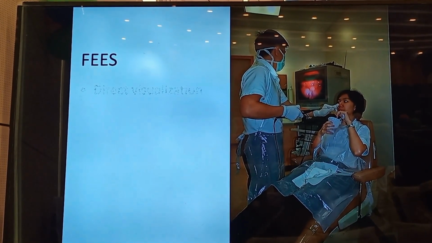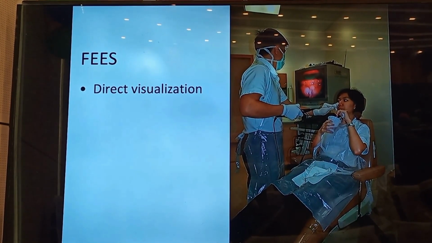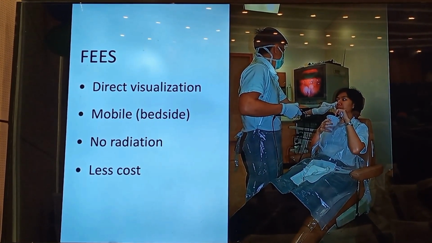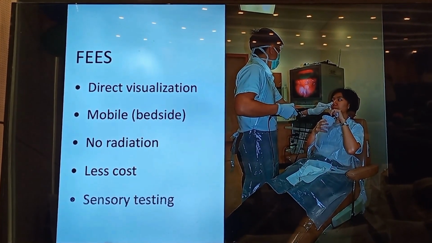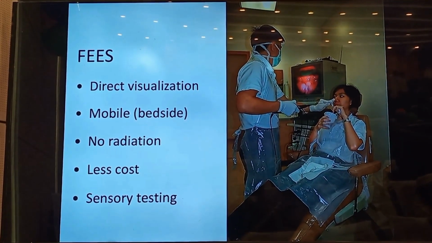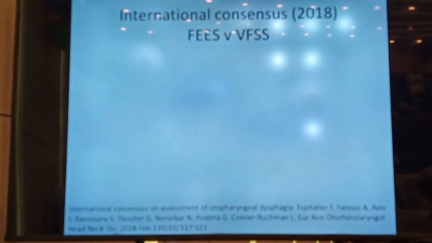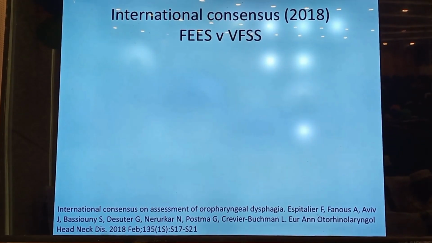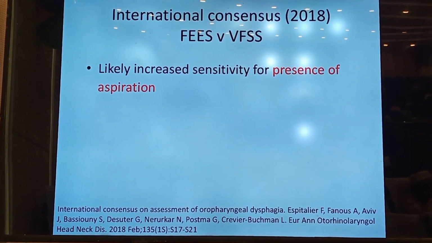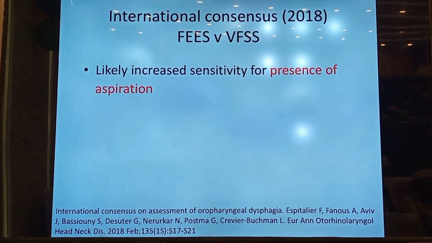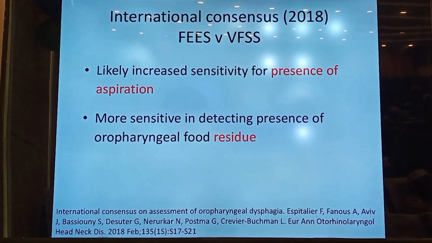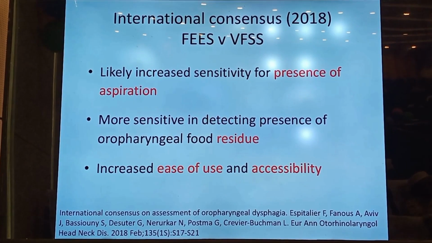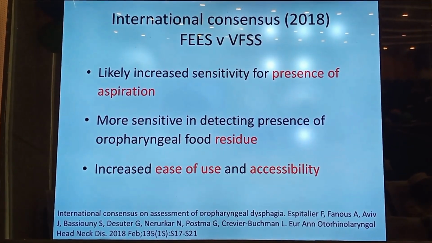So FEES has the advantages of direct visualization, which we mentioned earlier. It's mobile, no radiation, and less costly. And we can also carry out sensory testing if necessary. A few years ago, there was an international consensus comparing FEES and VFSS, and it showed that FEES was slightly more sensitive for the presence of aspiration, more sensitive in detecting oropharyngeal food residue, and more easily used and more accessible.